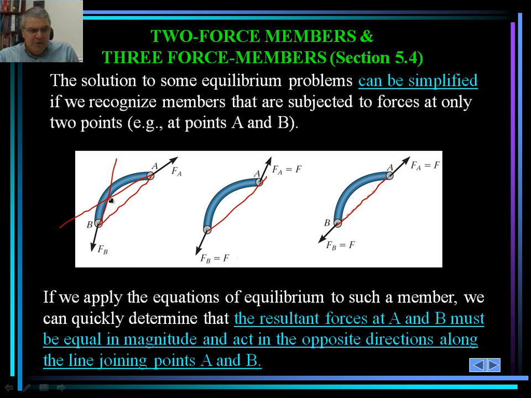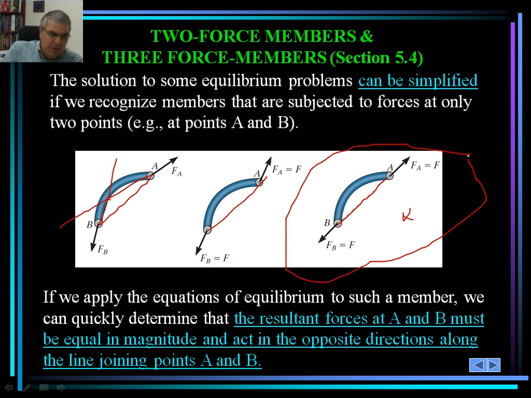But if you look at the last one, this one that I am encircling in red, you should be able to see that for this particular member, there would be no moment induced by the application of F sub A and F sub B, as long as they go through the same line of action as I just drew.